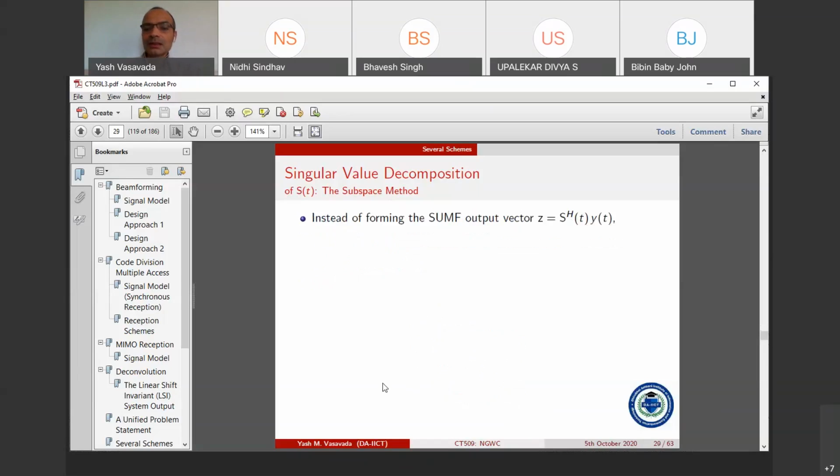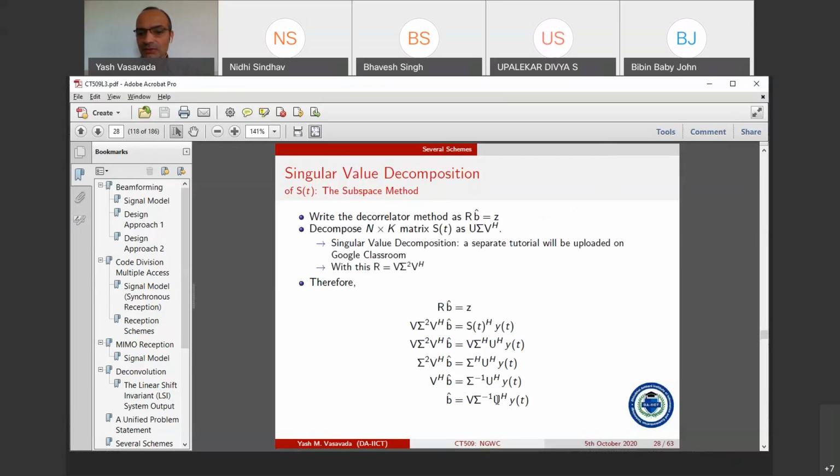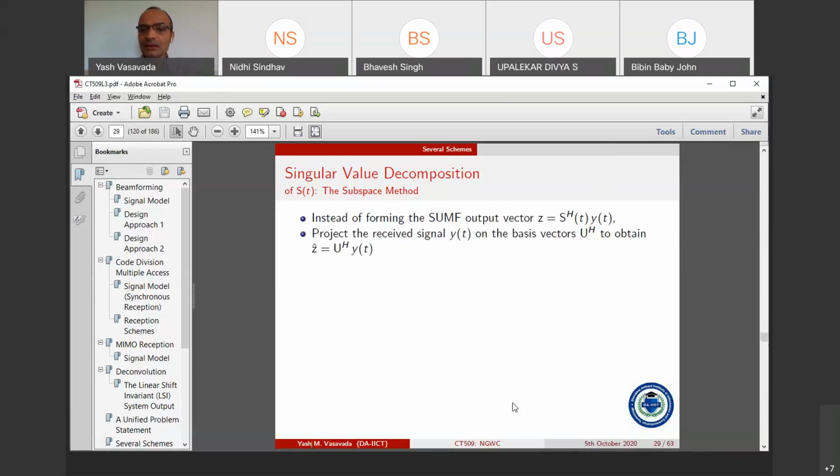So the SVD, what it does is instead of doing the SUMF... in SUMF, the received vector Y is projected on the signature vectors s_k(t). There are a total of K vectors, and we project Y on each of those K vectors. So instead of doing that, in the SVD technique we are doing this operation. We are projecting Y on the columns of the U matrix, and therefore we get this Z cap.